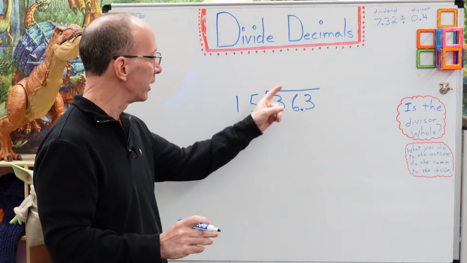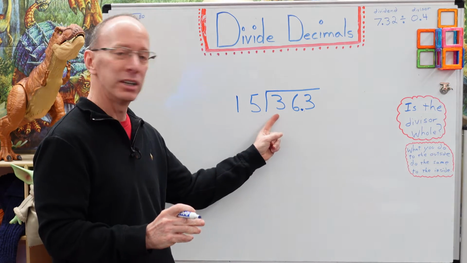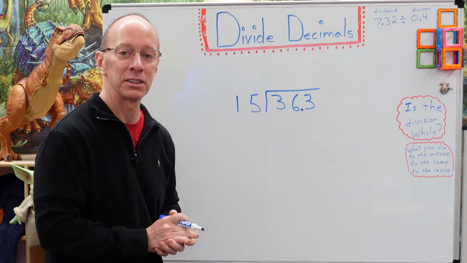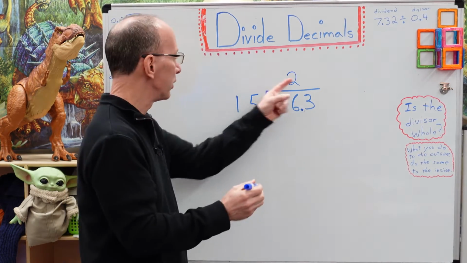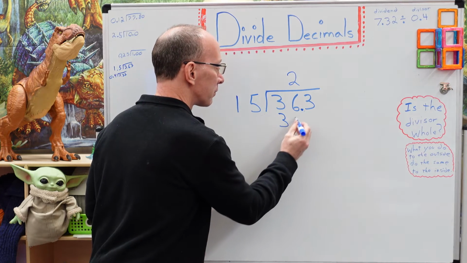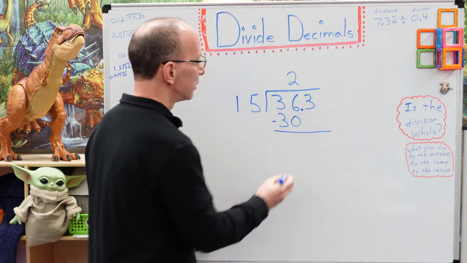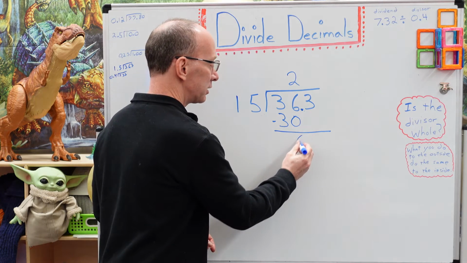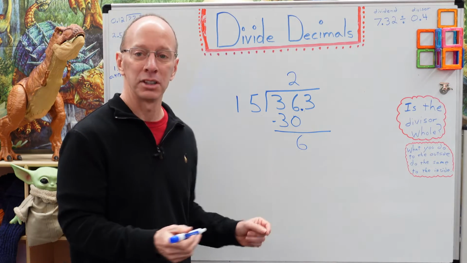So first of all, we have to figure out how many times can I put 15 into, can't put it into 3, have to put it into 36. So 15 times 2 would be our best choice. 15 times 2 would be 30. Our next step is to subtract. So 6 minus 0 is 6. And 3 minus 3 is 0. You don't need to put a 0 right there.